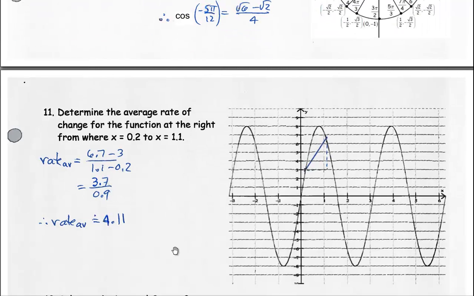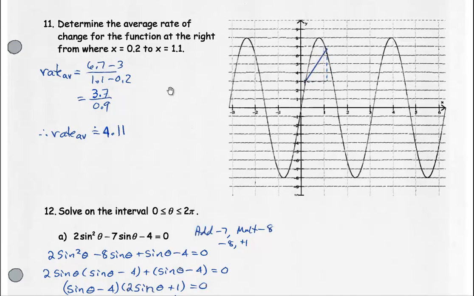So flipping on to question number 11 next, determine the average rate of change for the function between 0.2 and 1.1. So the 0.2 x value would be about here, and 1.1 would be about here. So we're drawing a secant line between those, and again, this is the slope calculation.